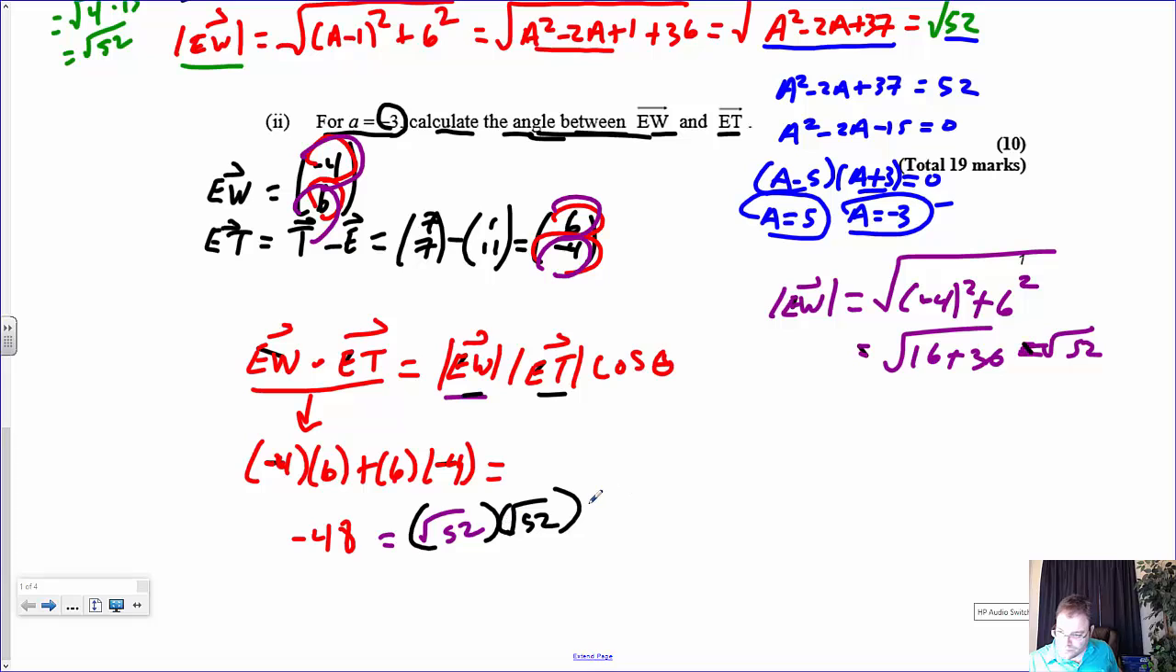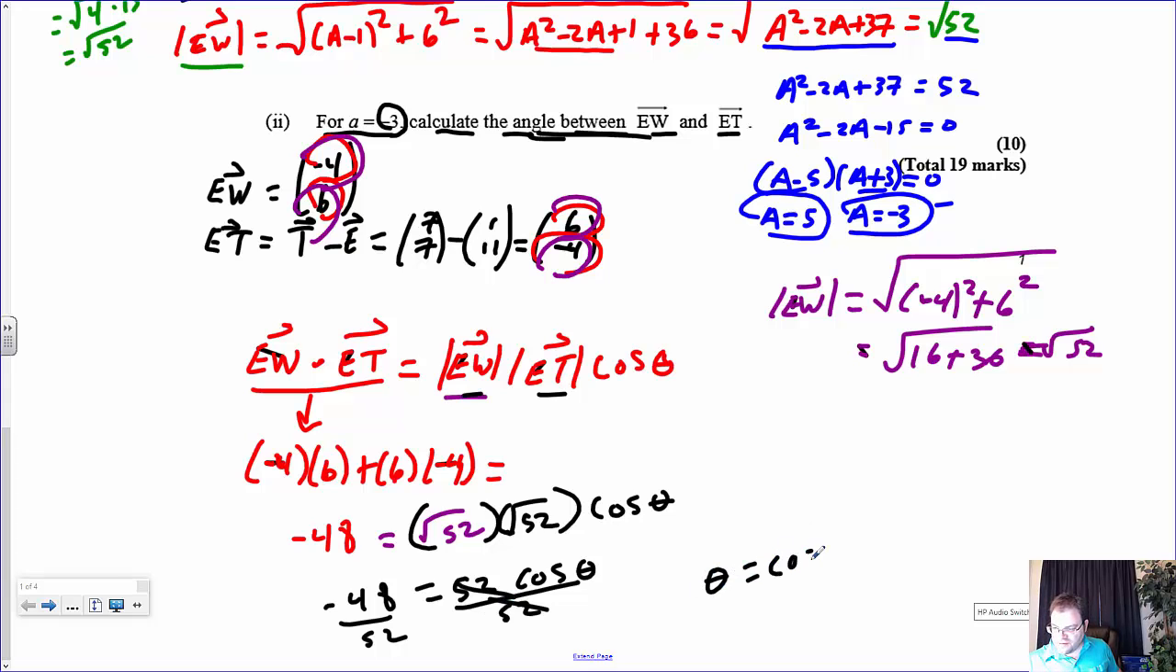And I'm going to multiply times cosine of theta. So root 52 times itself is actually just 52. And this is equal to this. So let's just divide both sides by 52. And now theta is equal to the cosine inverse of negative 48 over 52.